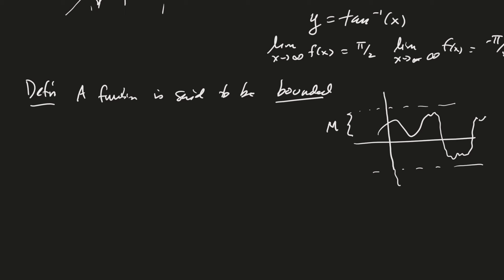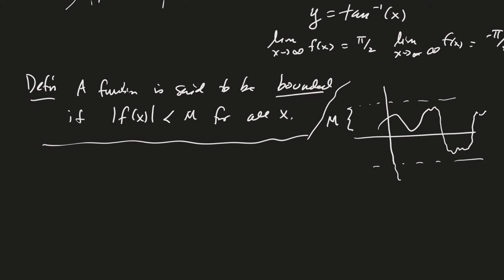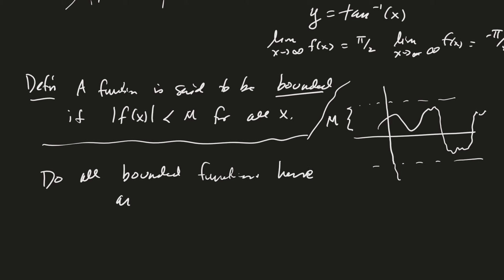So a function is said to be bounded if the absolute value of f of x is less than m for all x greater than some value. Oh, I guess we're going to take it to be all reals, for all x. That'll make it easier to write. Good. Okay. So now the question is, do all bounded functions have a horizontal asymptote?